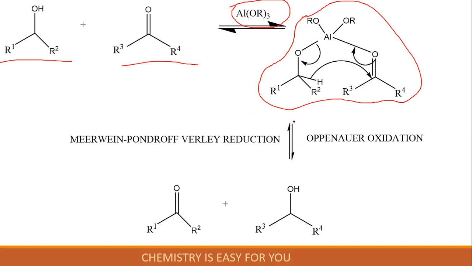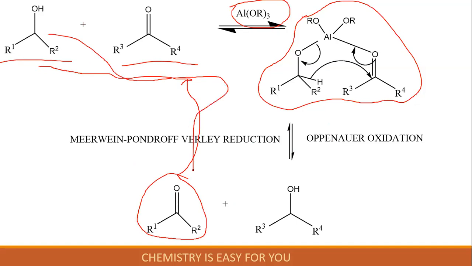And if it is going in this direction, we get the Oppenauer oxidation, and in this direction we get the reduction. That is, the ketone when going this way will be reduced to an alcohol, and when we are going this way, this alcohol is getting oxidized to a ketone. So if the arrow is in this direction, it is Oppenauer oxidation, and in this direction it is Meerwein-Ponndorf-Verley reduction.